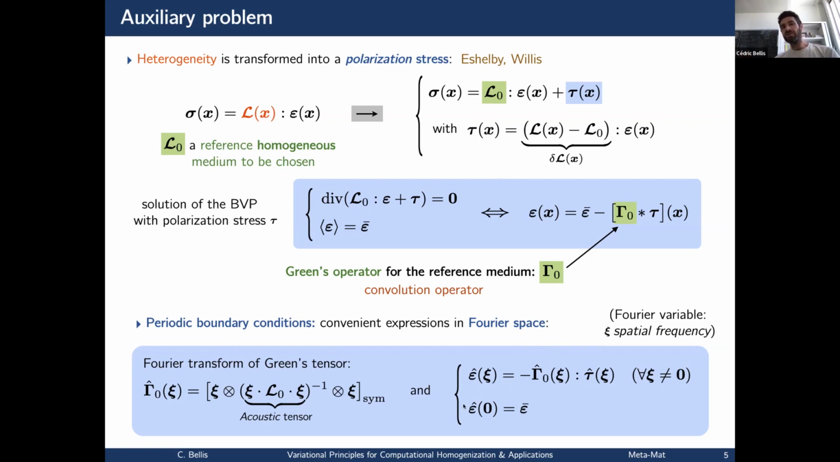In addition, the solution of the boundary value problem in the Fourier space is written here. So at the zero frequency, we have the imposed mean value. And at all non-zero frequency, the solution epsilon hat is given as a product of the Green's operator with the Fourier transform of the polarization tensor. And because we have this multiplication in the Fourier space, the Green's operator is indeed a convolution operator in the physical space. So here we have solved an auxiliary problem where we have made the heterogeneity disappear into a term called polarization stress.